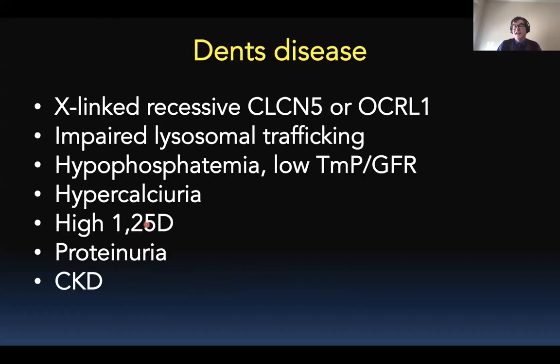Dent disease is an X-linked recessive form. There are mutations in chloride channel 5 or also mutations in OCRL1 that end up impairing lysosomal trafficking in this condition. And in the kidneys, this results in hypophosphatemia and hypercalciuria. They do have a high 125D response generally, and they have a dominant proteinuria effect, or a fairly dominant proteinuria effect. And chronic kidney disease is a major complication in Dent disease, just the underlying disease.